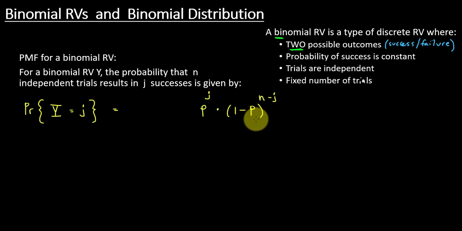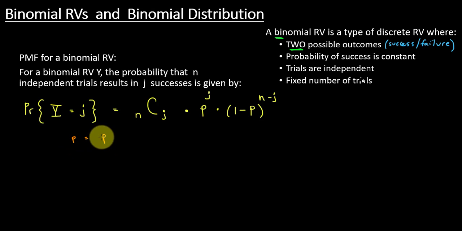And since there are two possible outcomes, if you know the success probability, then the failure probability is the complement. Now there's another portion to this formula, and this has to do with the number of ways in which you can arrange those successes and failures. So that's the combination of J objects in a larger group of n trials. I would like to have a little legend or key here for all these letters.